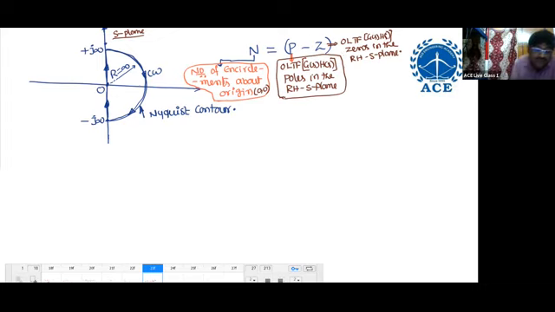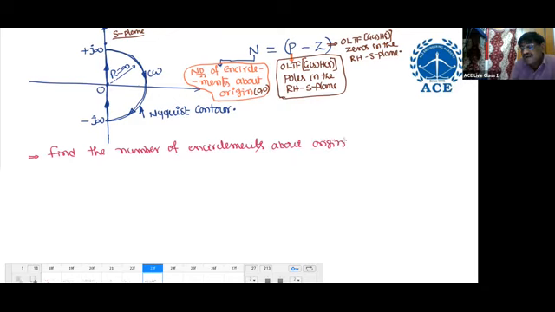Once they ask a question like this: find the number of encirclements about origin, origin in the GH plane, in the G of S, H of S plane, for the given system.